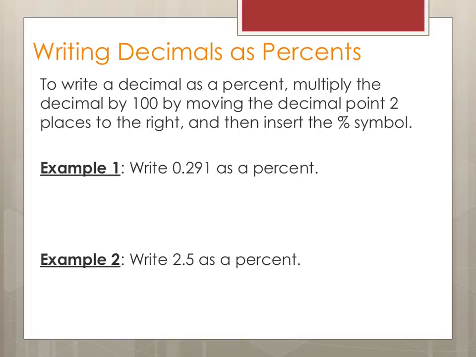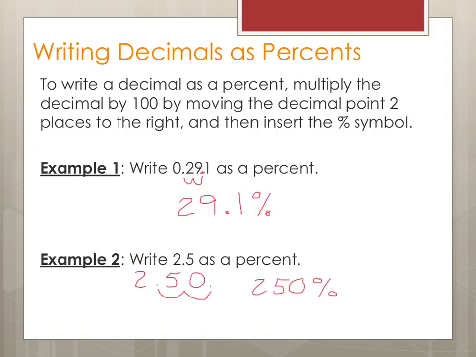So in this first example, if we have the decimal 0.291 and we want to write that as a percent, we need to multiply by 100 or move that decimal point 2 places to the right. So we'll have 29.1, and then we'll add the percent sign. So 0.291 is 29.1%. In the second example, we'll start with 2.5, and then we'll move the decimal over 2 places to the right. In that empty space, we'll put a 0 in as a placeholder. So 2.5 is equal to 250%.